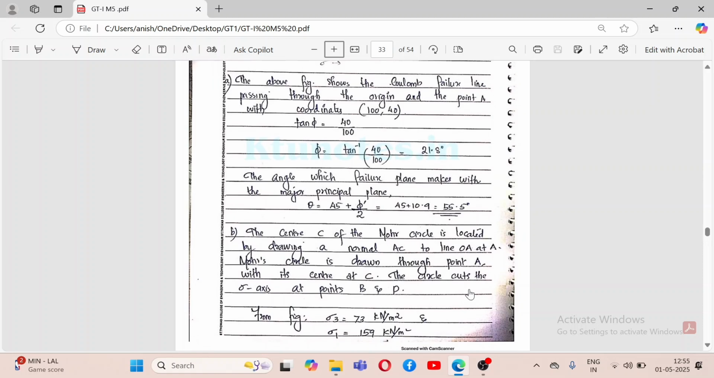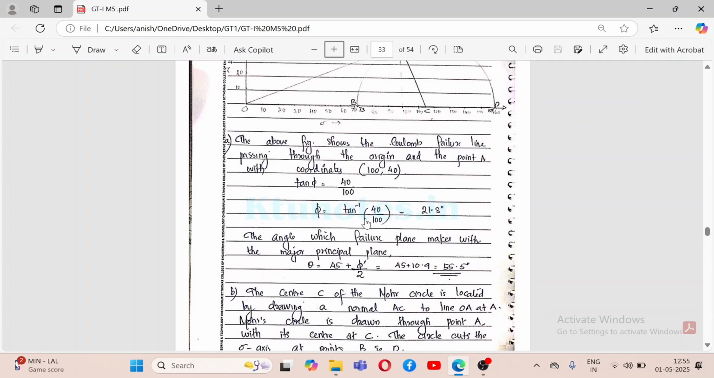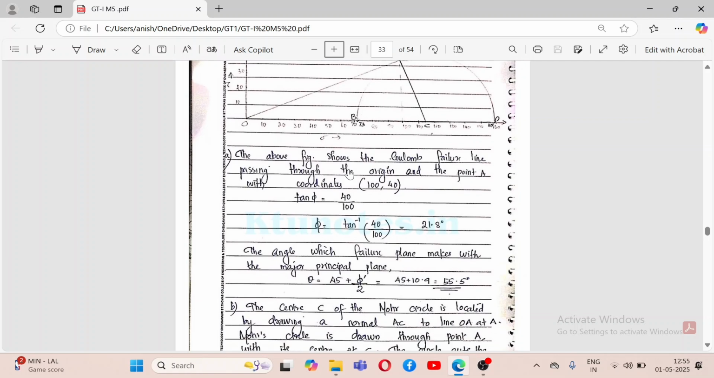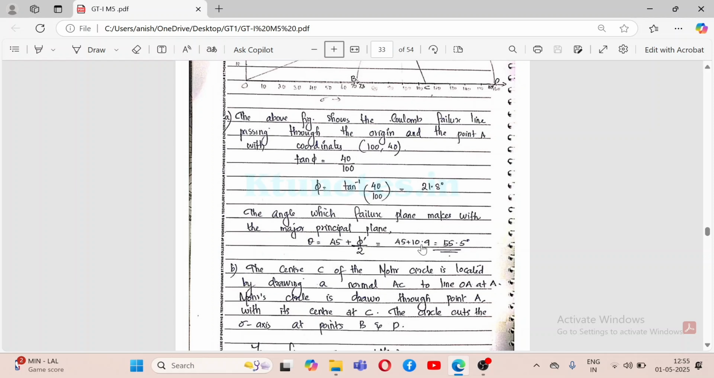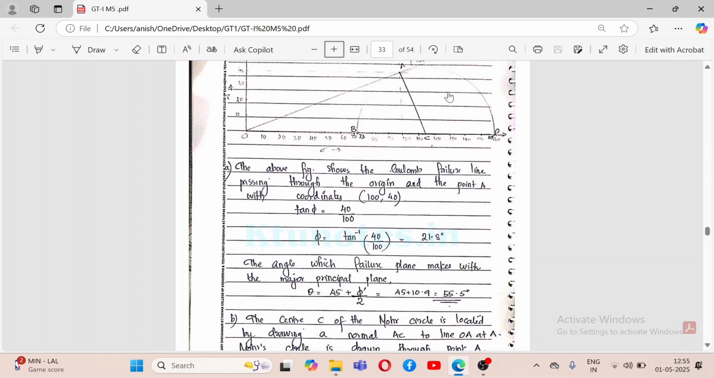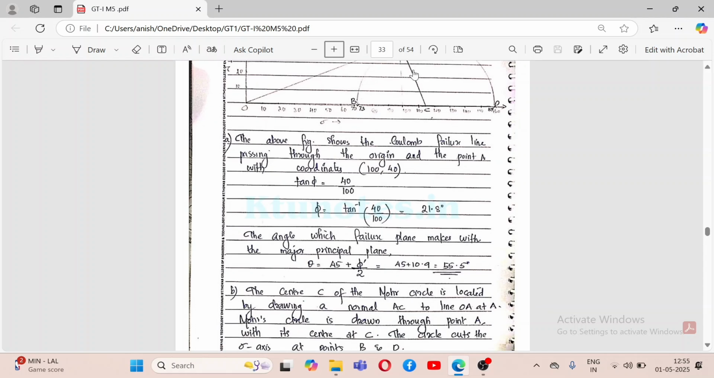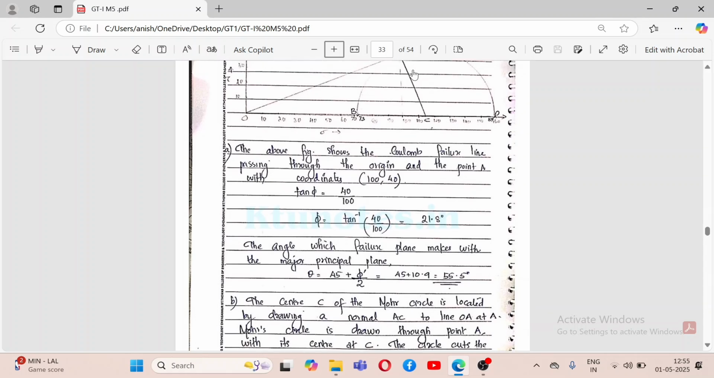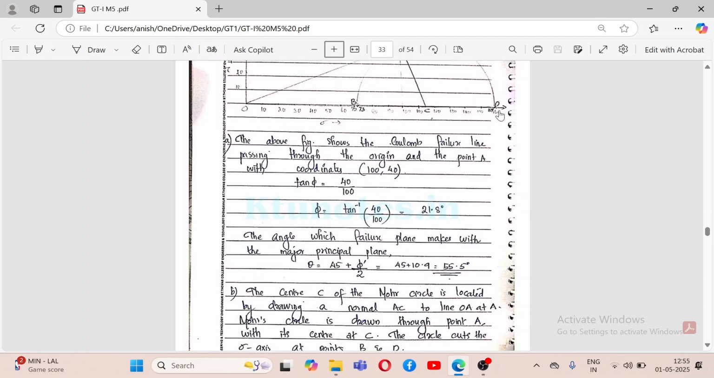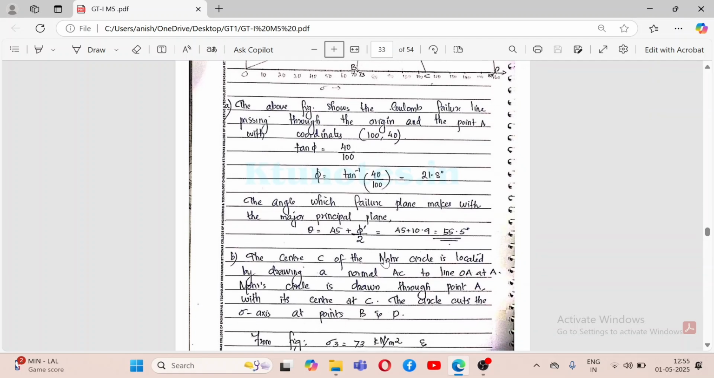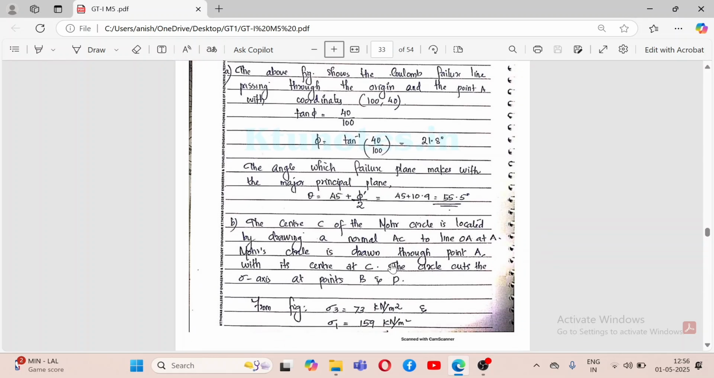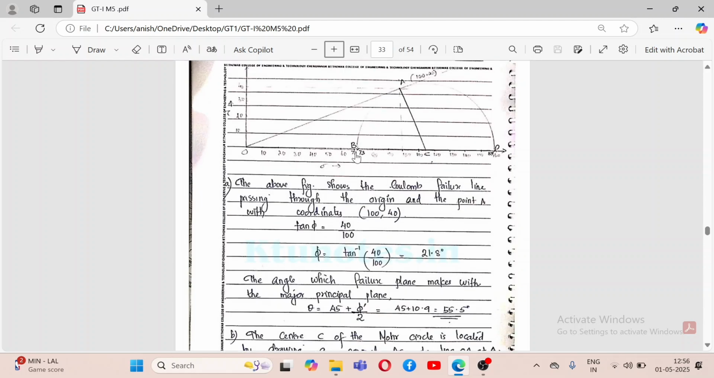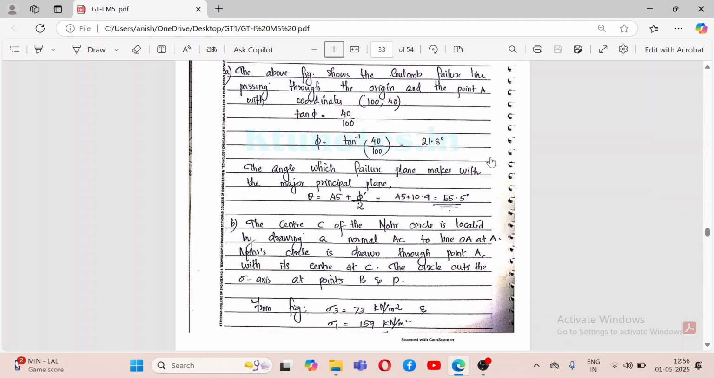The center C of the Mohr circle is located by drawing a normal. The center C of the Mohr circle is located by drawing a normal AC to line OA at A. The Mohr circle is drawn through point A with its center at C. We take the radius and draw this Mohr circle. The circle cuts the normal stress axis at points B and D. So from the figure you get sigma 3 as 73, and here you get 159 kilonewton per meter square.